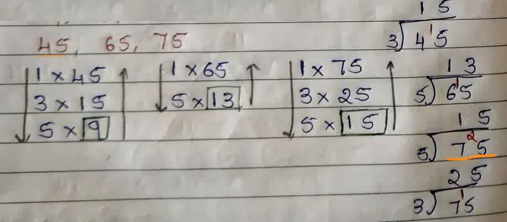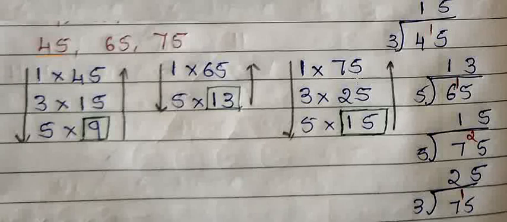So 5 ones are 5. 7 minus 5, this time we got remainder 2. This remainder 2 and the next number 5 forms the number 25. 5 how many times 25? 5 5s are 25. Hence we got the quotient as 15. That only I wrote here, 5 into 15. Next number is 6. It's not divisible by 6 because the number 75 is not a multiple of 2.